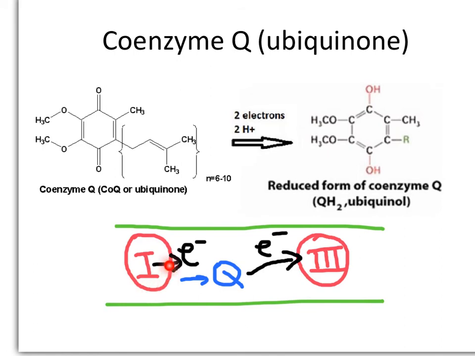Coenzymes found in complex number 1 are well fixed. They are not traveling through the membrane. However, the molecule of coenzyme Q is a mobile electron carrier. It has a long hydrocarbon chain that can intermingle with the tails of phospholipids forming this membrane.